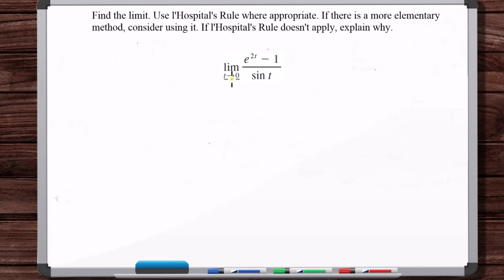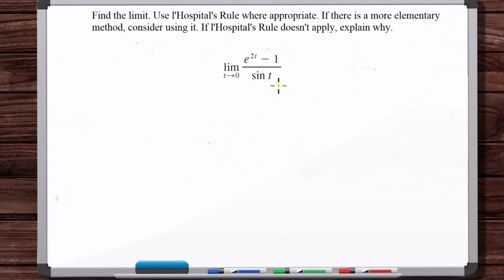All right, so here, we consider elementary methods, but I don't know how we could simplify this. I don't think we can. So let's just do a direct plug-in. You start with a direct plug-in. If we do a direct plug-in and we get a finite number, then that's the limit. So e to the 2 times 0 is e to the 0. That's 1. 1 minus 1 is 0. So this goes to 0, and then sine of 0 is 0. So this is an indeterminate form of type 0 over 0.